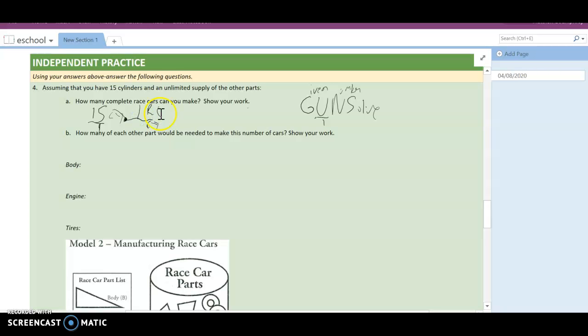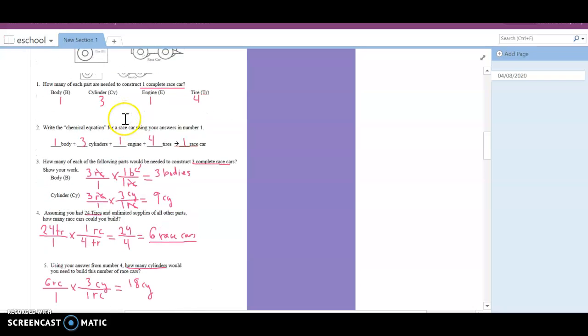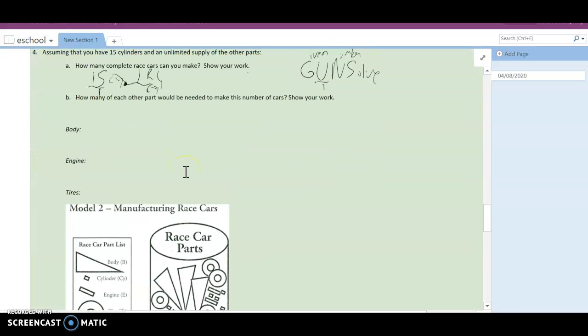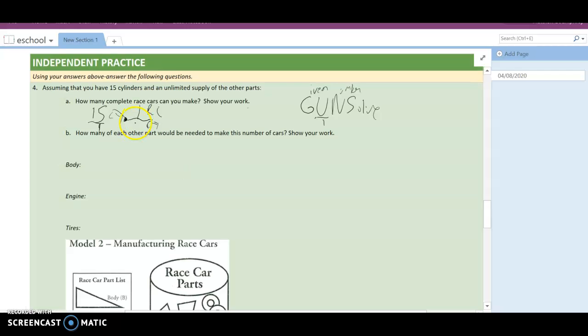How many cylinders are there in my formula? I'm going to go back up. 3 cylinders. Go back down. 3. Units cancel. 15 times 1 is 15. 3 times 1 is 3. 15 divided by 3 equals 5. My unit that's left that I haven't crossed out is race cars. I'm going to put that here. Race cars. Great. Now I'm done.